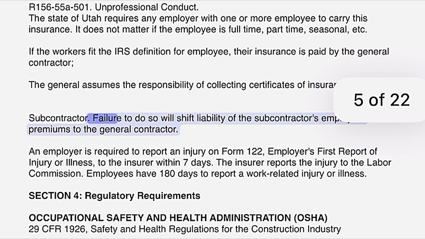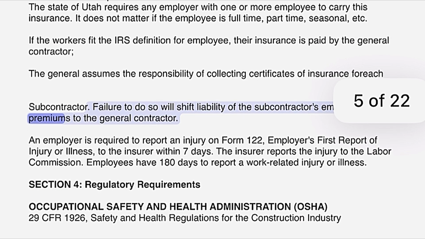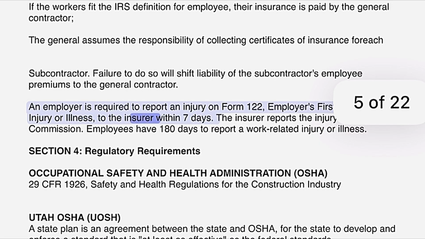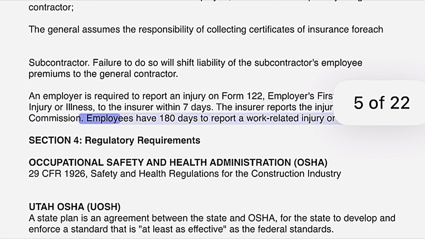subcontractor. Failure to do so will shift liability of the subcontractor's employee premiums to the general contractor. An employer is required to report an injury on Form 122, employer's first report of injury or illness, to the insurer within 7 days. The insurer reports the injury to the Labor Commission. Employees have 180 days to report a work-related injury or illness.